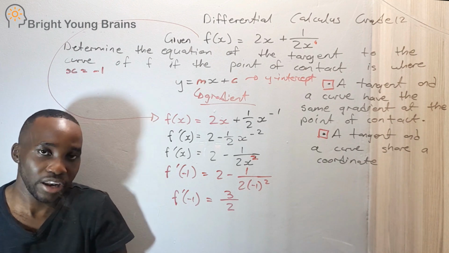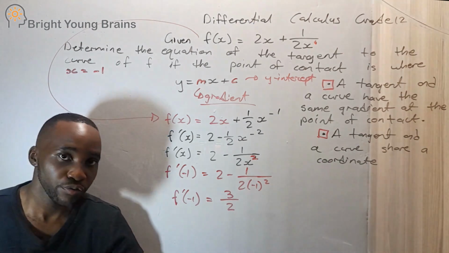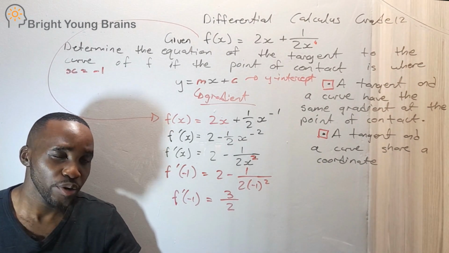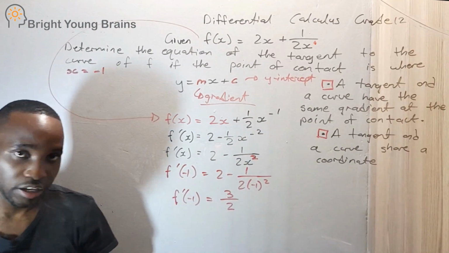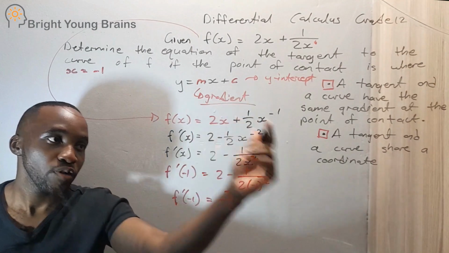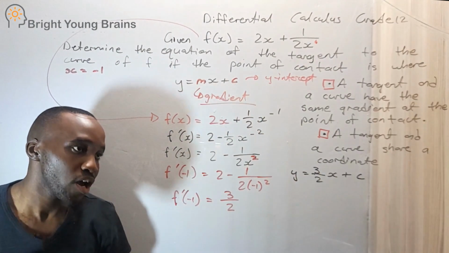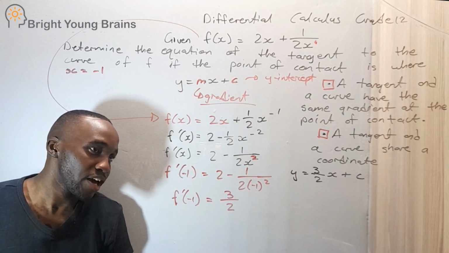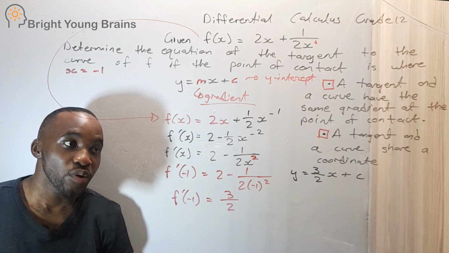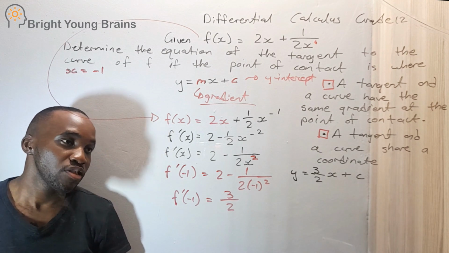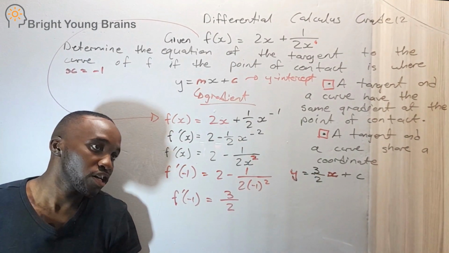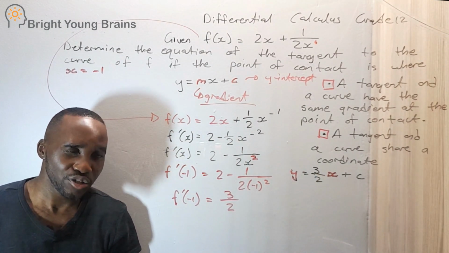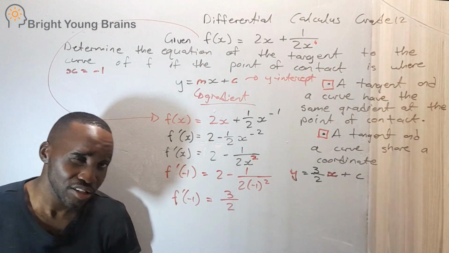So we have the gradient now. This is the gradient of the curve at -1. However, we know that the gradient of the curve is the same as the gradient of the tangent. I think you get it now. So far, we know that y is equal to 3/2x plus c. Now we need to find c. And the only thing stopping us from finding c is a coordinate that the tangent passes through, or a coordinate that our straight line passes through.